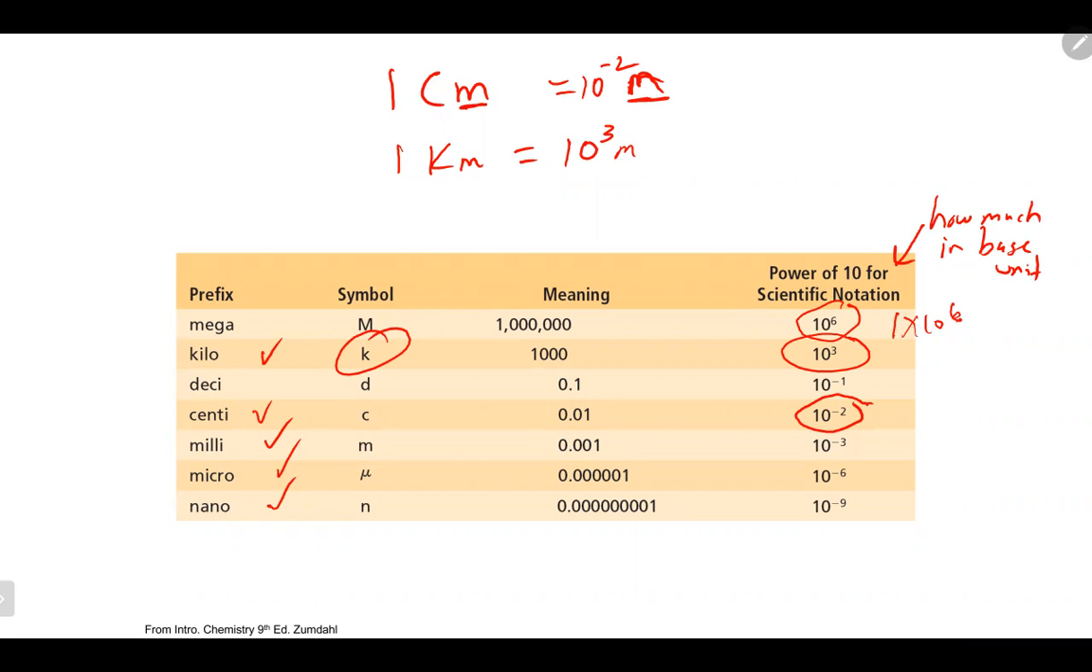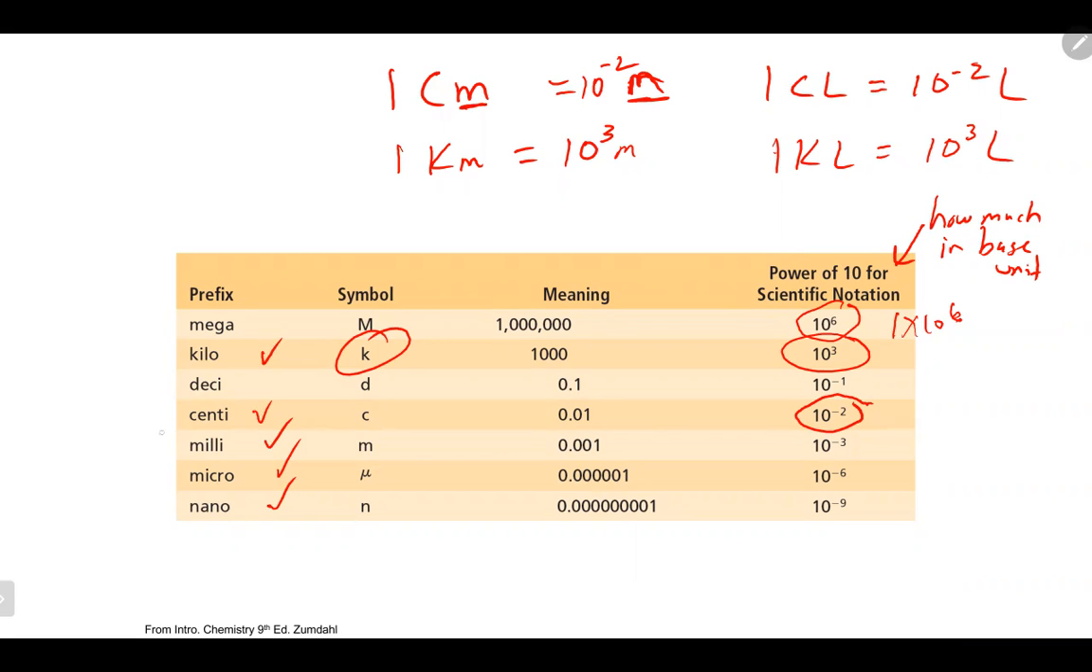Does it matter what the base unit is? It doesn't. So for example, if the base unit was a volume like liters, in 1 centiliter, there would be 10 to the minus 2 liters. In 1 kiloliter, there would be 10 to the 3 liters. So it really doesn't matter what the base unit is here. Obviously on the right there, the base unit would be liters, which is the volume. On the left there is meters.